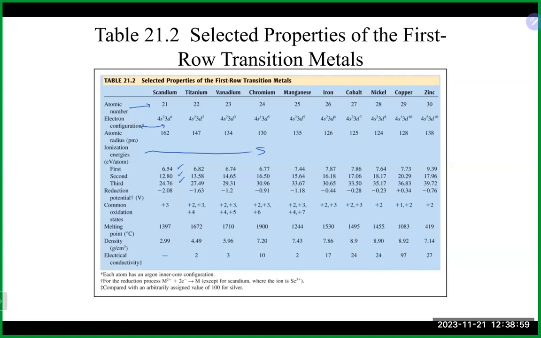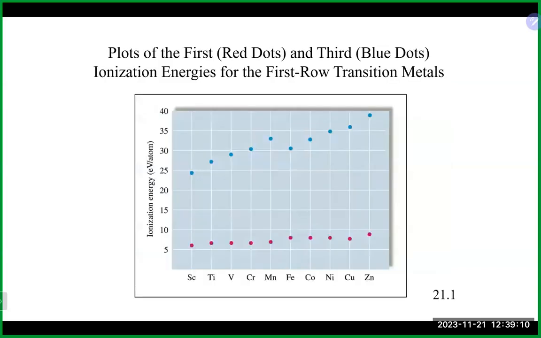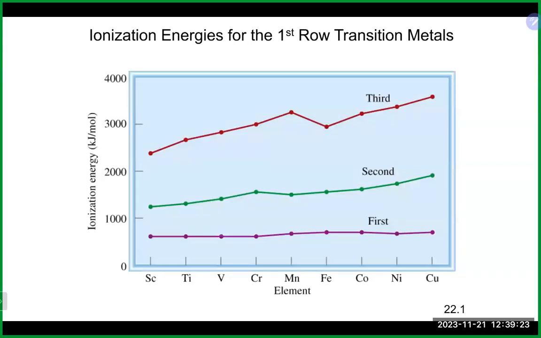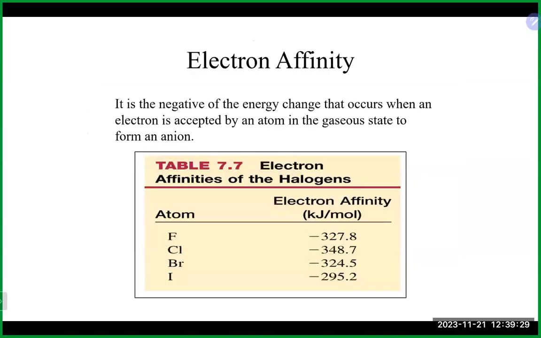There's our reduction potential, and also our common oxidation states, which are mostly 2s and 3s as you go across as well. Here's a plot of the first versus the third. And again, you can see the third is much higher than the first ionization energy. So much more energy is required to remove the third versus the first electron. Here's one including the second, in case you felt bad that the second ionization energy was not on the first graph. Here it is right there, and it's in the middle as we would expect.